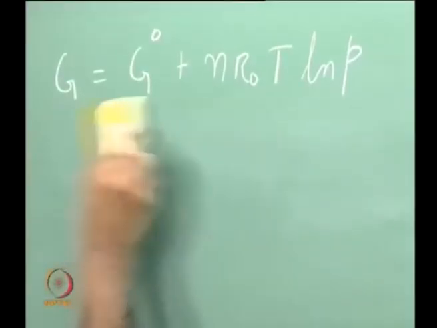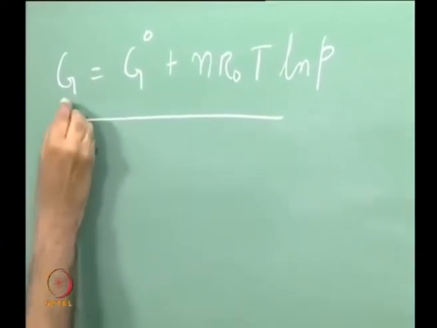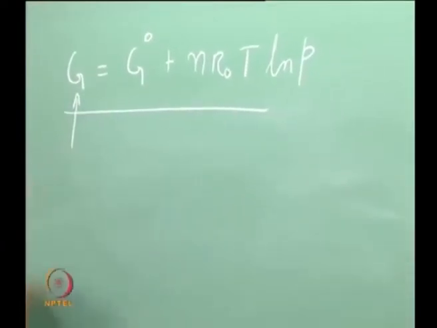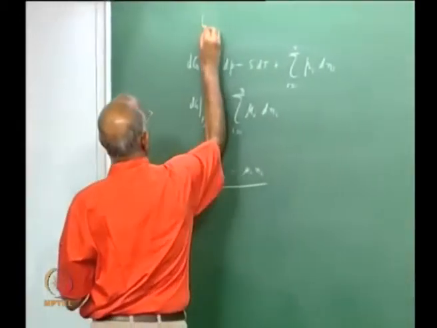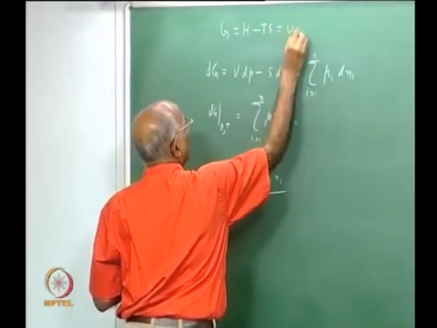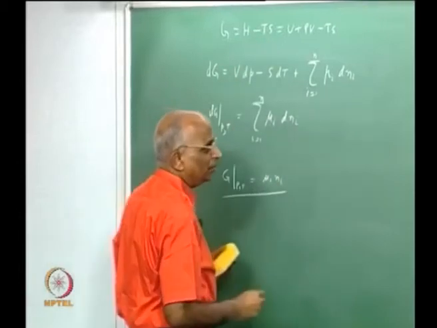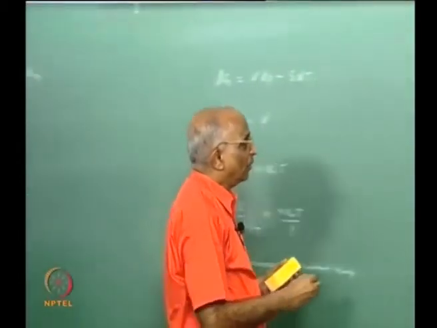Having said that, now I look at this form of the equation, and what should be the unit of G? G is H minus TS, or U plus PV minus TS, that means it has units of energy. Therefore, G has units of kilojoules.